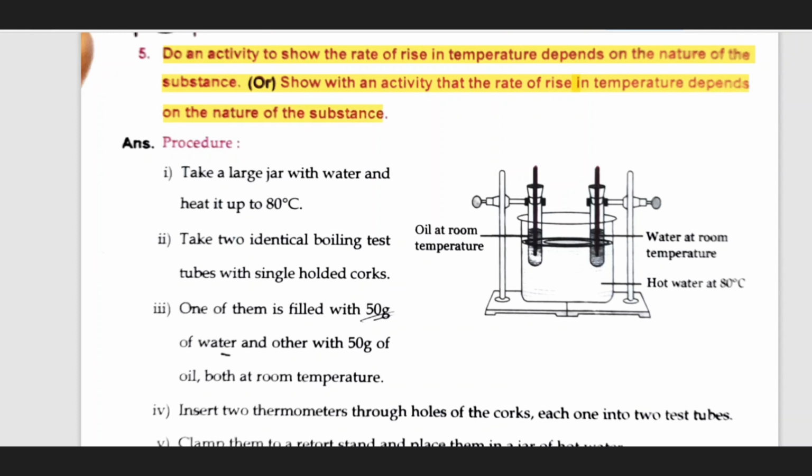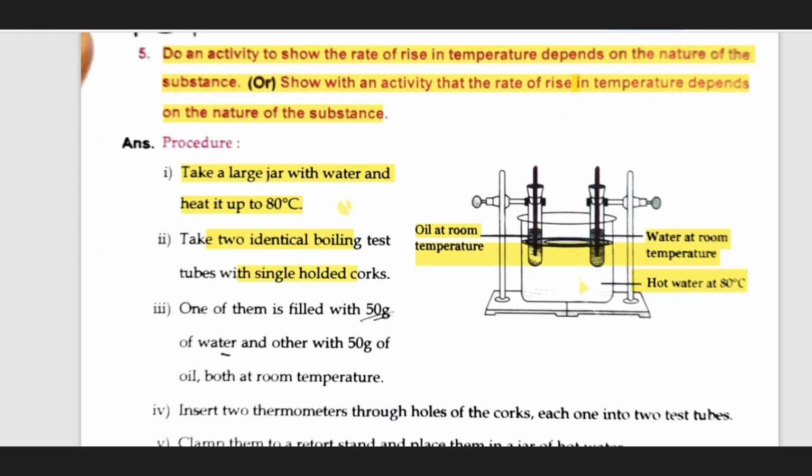So for this activity we need hot water at 80 degrees Celsius, water at room temperature, and oil at room temperature. Coming to the procedure, first take a large jar with water and heat it up to 80 degree Celsius. So first we are taking the jar and we are taking some water and heating to a temperature of 80 degree Celsius. Take two identical boiling test tubes with single hole corks.